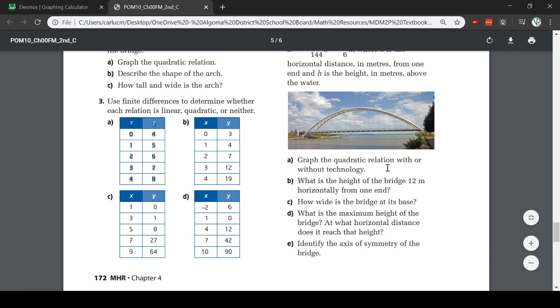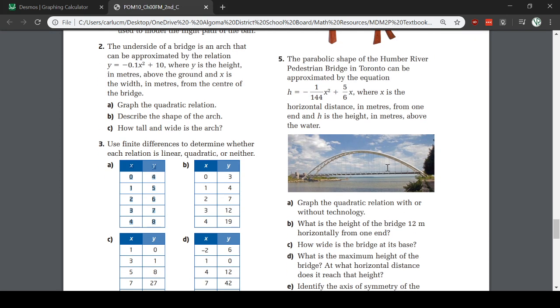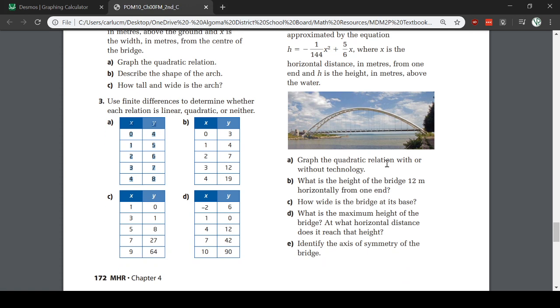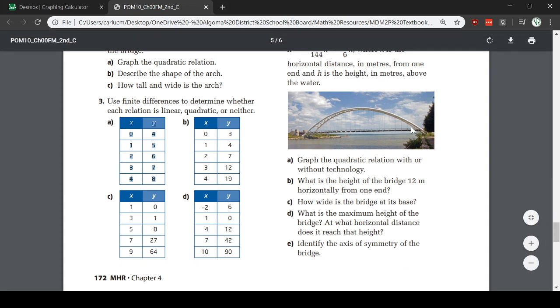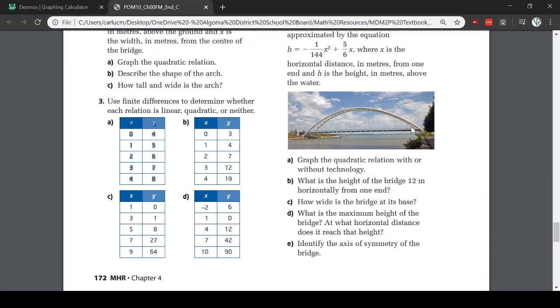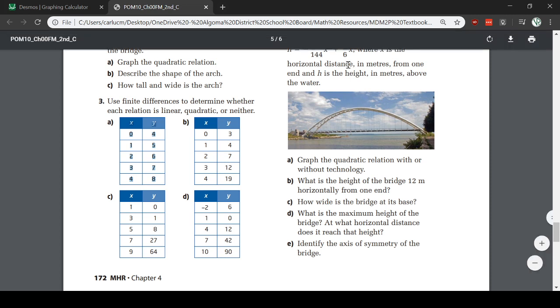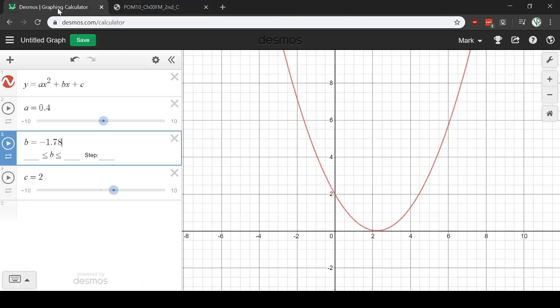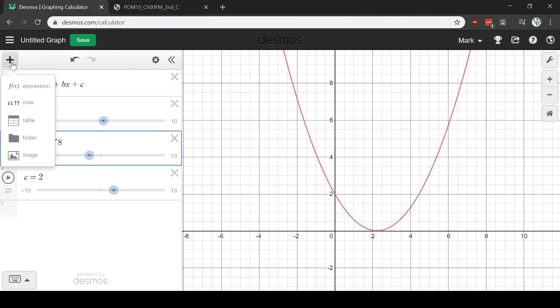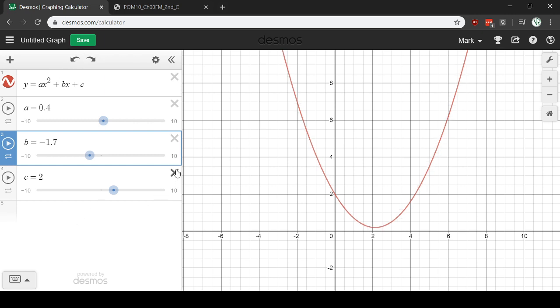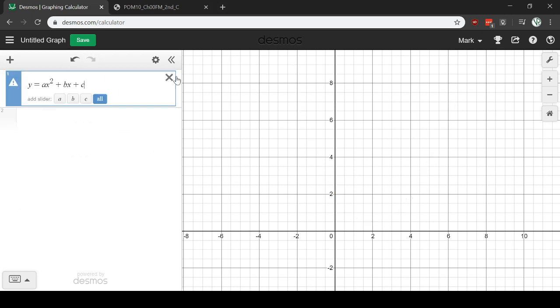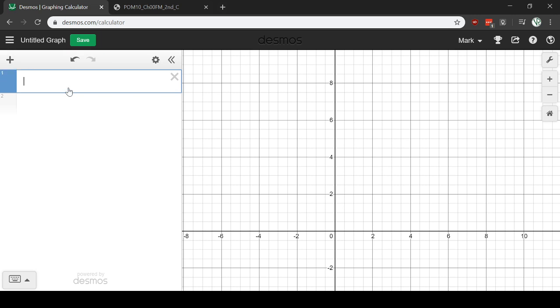So we're going to graph this with or without technology. I'm going to say you probably want to use technology on this one, because you're going to get some interesting numbers. You can do a quick sketch of it, but in my recommendation, I would do this using Desmos. So I'm going to flip over to Desmos here, clear off what I have, and add a new graph.